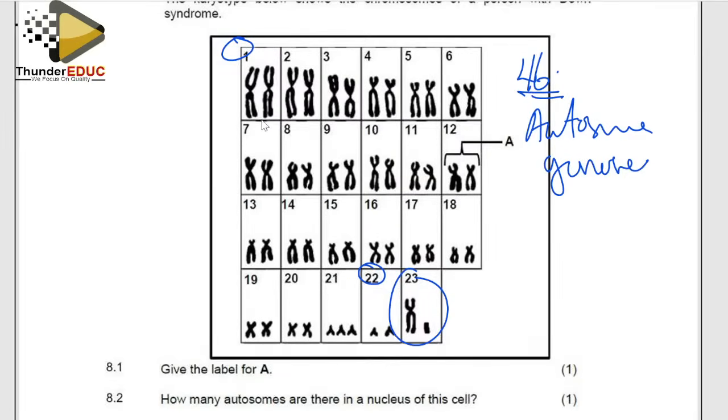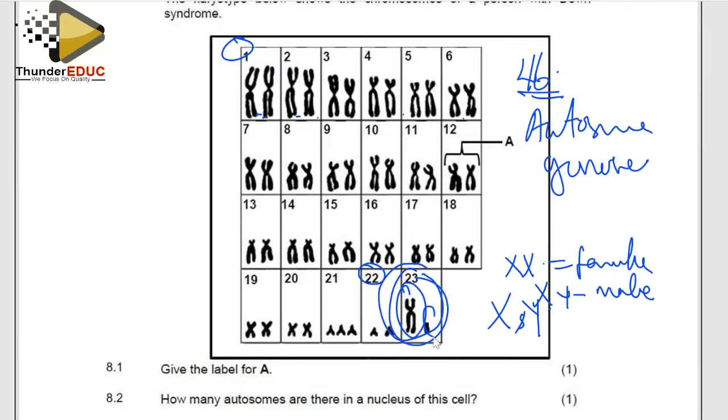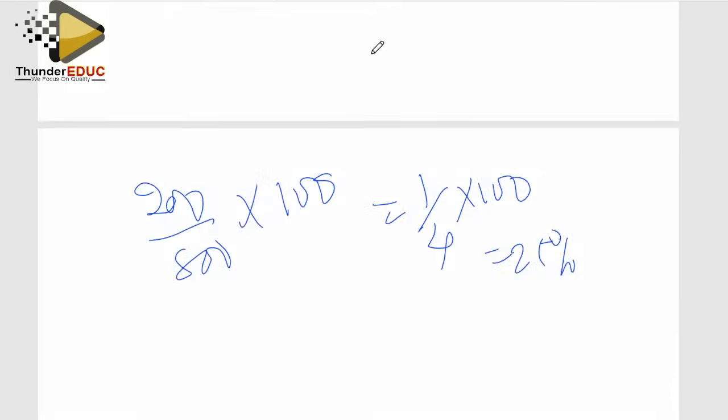These pairs are arranged, they're of different sizes. Those which are of the same size are arranged in the same what? In the same size. The 23rd pair is made up of X and Y, whereby if X and X meet, you're going to form a female, and if X and Y meet, they're going to form a male. X is longer than Y. So you describe the karyotype. They can bring this question and it's 6 marks. All right.